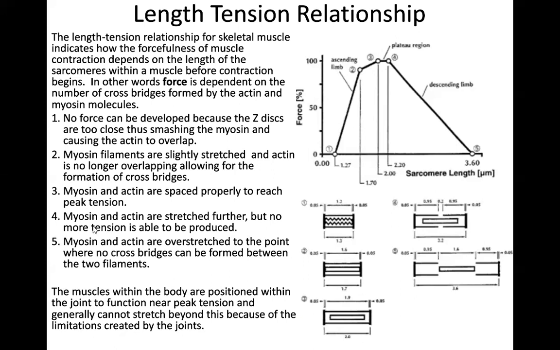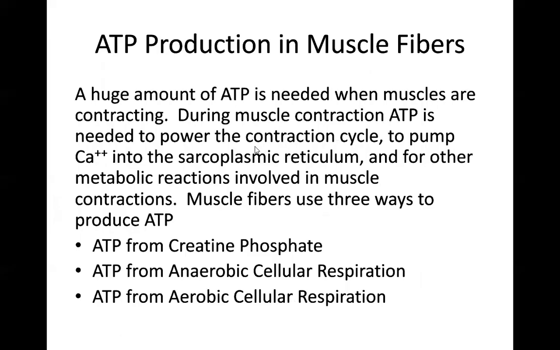Muscles within the body are positioned within the joint to function near peak tension, and generally cannot stretch beyond this, or I could also say, shorten beyond this because of the limitations created by our joints. So it's not like we can operate with our muscles in this kind of state, but it affects how we lift things, how we move things, where we position our elbows in a specific way when we lift something up, and that kind of stuff. So that's one way to affect force. We're going to get into other methods here.